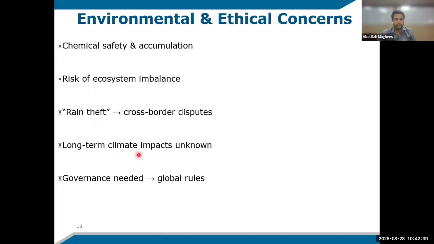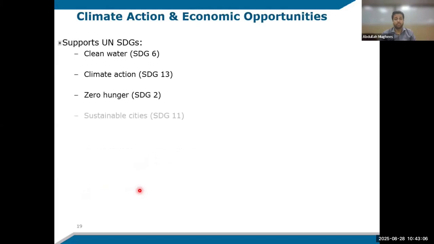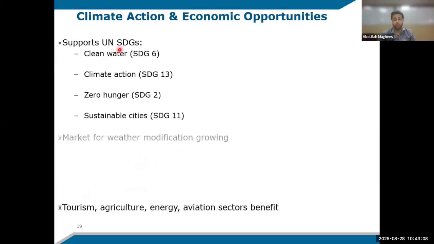And the long-term climate impacts are unknown. We do not understand what happens if we use water that is not naturally allowed to be used; we do not know how it will impact in 10, 20, 50, or maybe 100 years. So we do need some kind of governance, some global rules, so that there is some check and balance on this method.